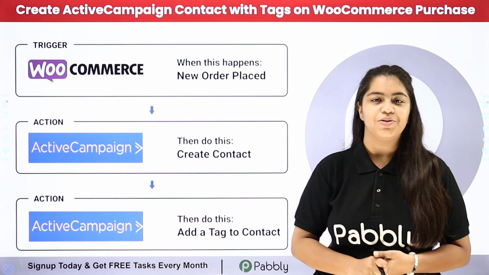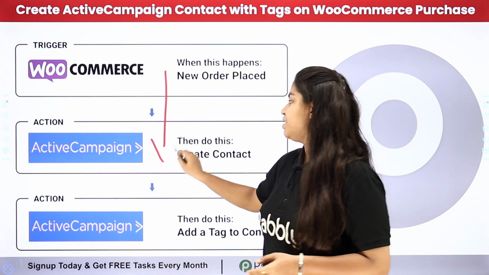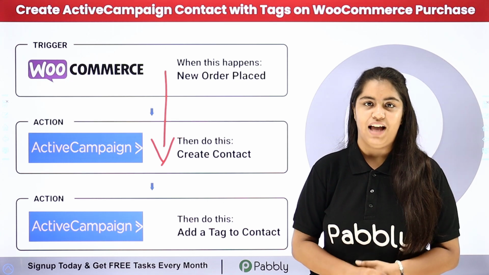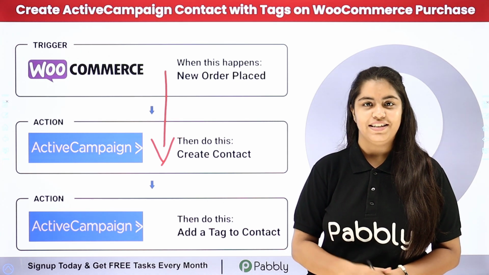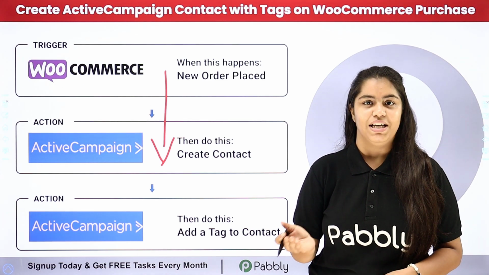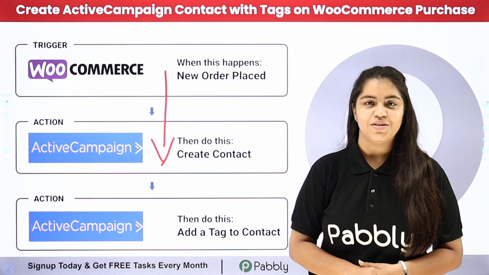So to do this, we are going to create a connection between WooCommerce and ActiveCampaign. To create this connection without knowing any programming or coding language, we are going to use Pabbly Connect. It is an amazing automation software. So do you also wish to learn this process step by step? Then let me take you to my computer screen.